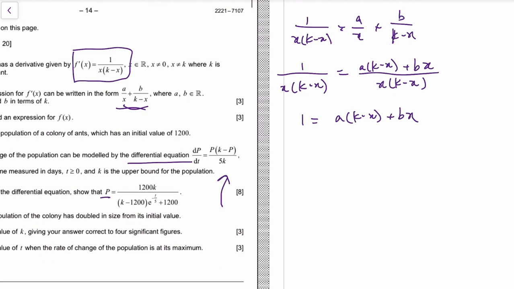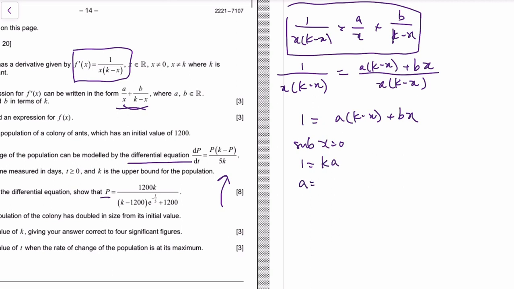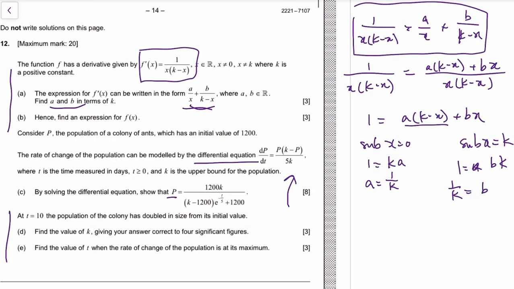Here most people like to sub in values that they like. So if you sub x to be 0, you can do this because the A and B are supposed to work for any value of x. So you're allowed to sub in any value of x. So if x is 0, the left hand side is 1, the right hand side is kA. We're assuming k is a number, so we can find A in terms of k. But then you can sub x to be k because k is just a number. Then this is 0. You have B times k, so B is also 1 over k. Okay, so both A and B are 1 over k.